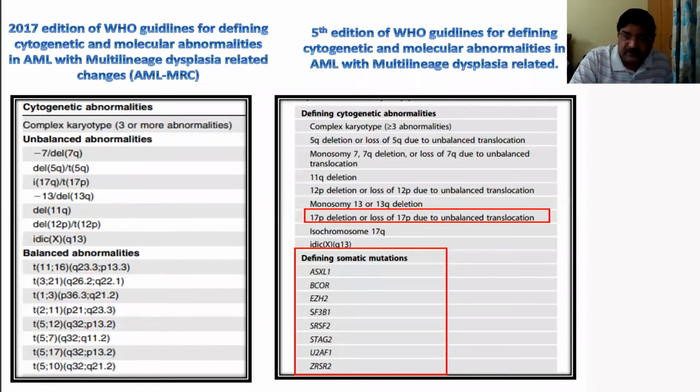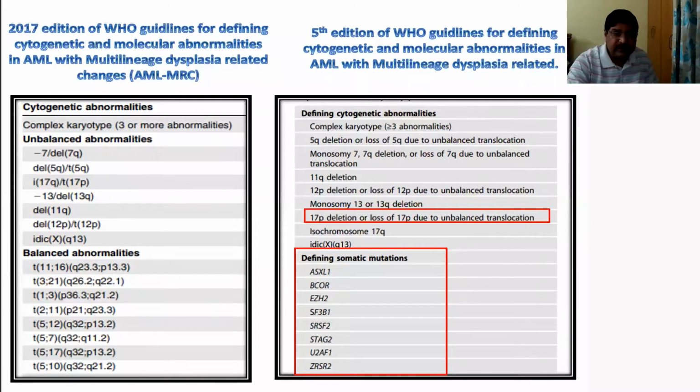So what used to be present in MDS: a complex karyotype, which is equal to or more than 3 abnormalities, 5q deletion or loss of 5q due to unbalanced translocation, monosomy 7, 7q deletion, 11q deletion, 12p deletion or loss of 12p, monosomy 13 or 13q deletion, 17p deletion or loss of 17p. 17p deletion is usually a TP53 mutation, isochromosome 17q, and the isodicentric X chromosome at the q13 site of the X chromosome. So all these are finer entities.